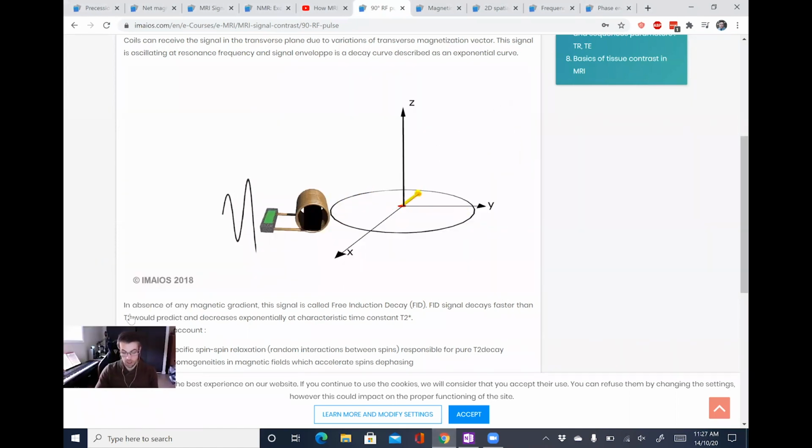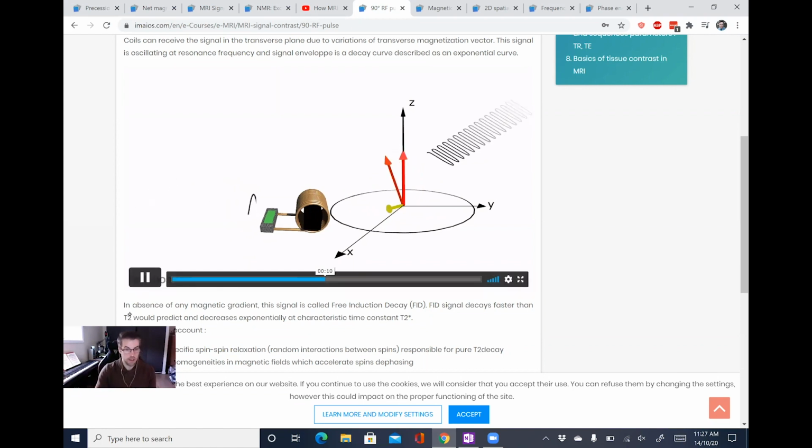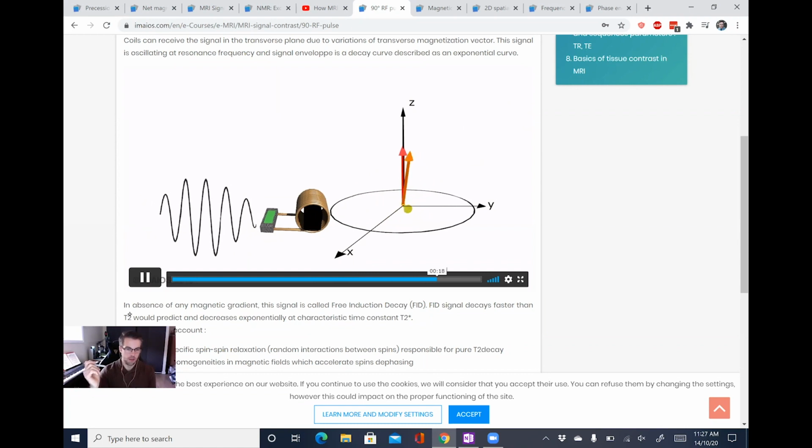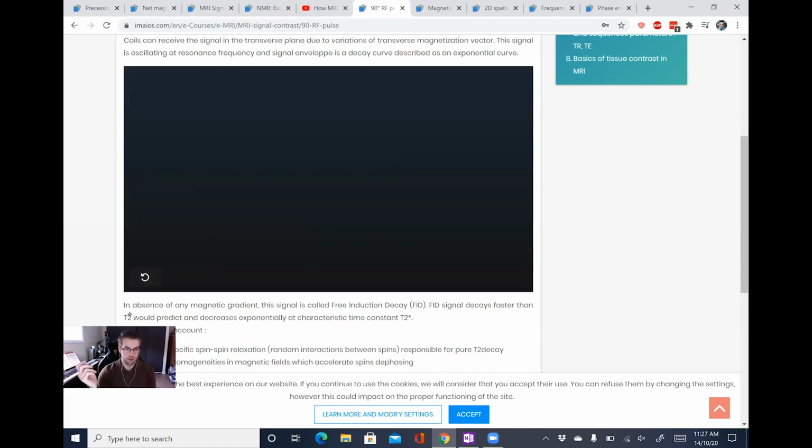So I'll play just one more time. This is our static frame of reference. The NMV is the thing that is spinning. And you can see its transverse and longitudinal components there are shown in yellow and orange. And then the main vector itself is in red. So it's actually spinning, which makes the math a little bit confusing when we're trying to figure out what MRI is actually doing.